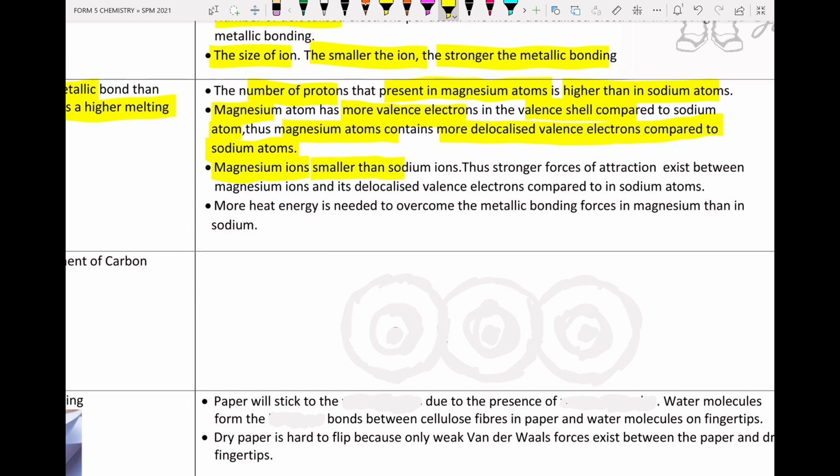Magnesium ion is smaller than sodium ion. Why? Because when the size is smaller, it has more positive charges in the nucleus. The attraction forces are very strong, so the electron shell will be pulled closer to the nucleus. Thus, the stronger forces of attraction exist between the magnesium ion and its delocalized valence electrons compared to sodium atoms. So, more heat is required to overcome the metallic bonding forces in magnesium than in sodium.